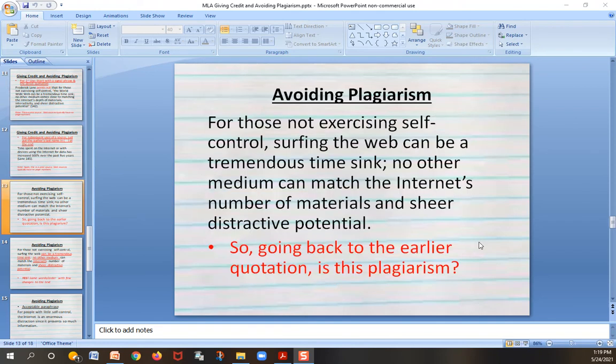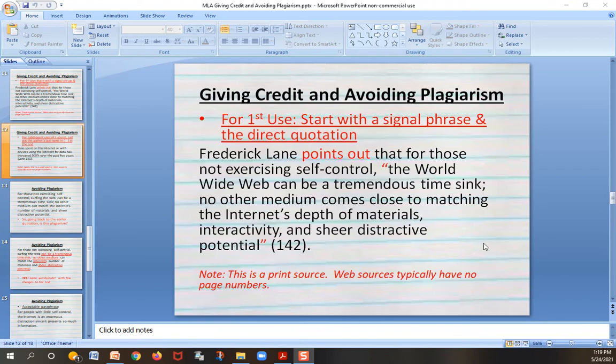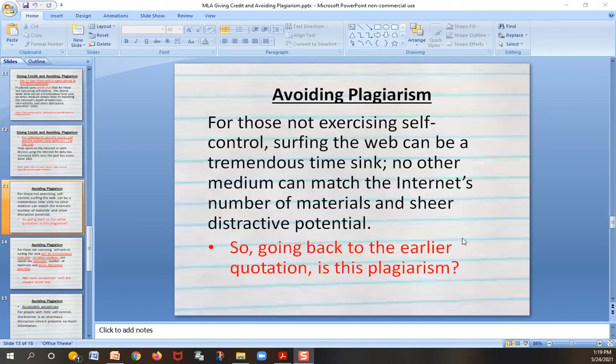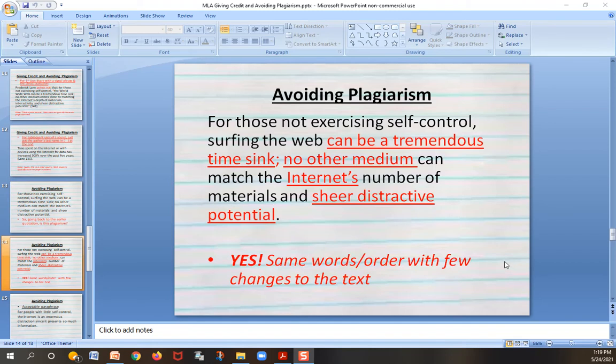Again, we'll go back to the source. This is the exact quote, and here's what a student put in the essay. So is this plagiarism? What do you think? The answer is yes. And here's the reason why. When that student looked at that quote, they copied and pasted it into the essay, and then they said, well, I'll just change a few words here and there. But this is the exact syntax, wording, and arrangement that was in that first quote from Lane.